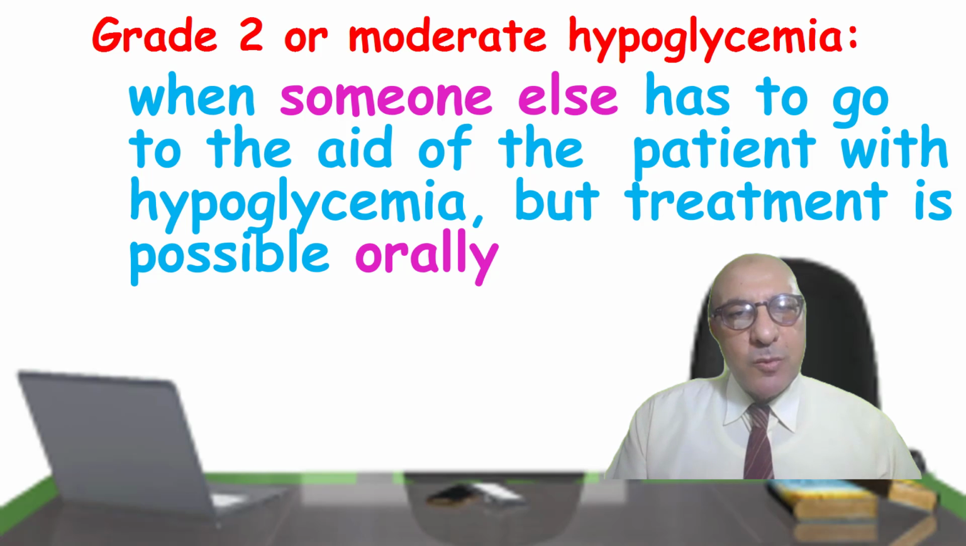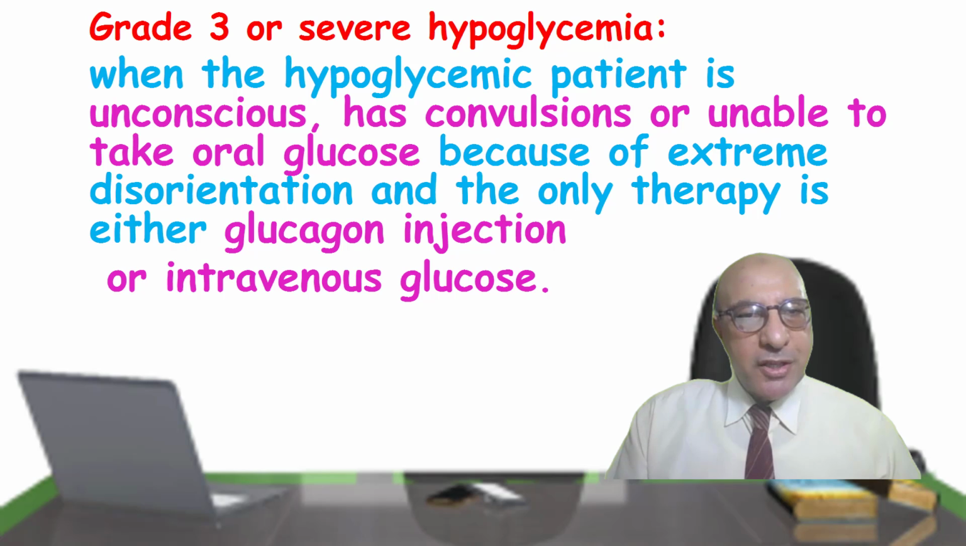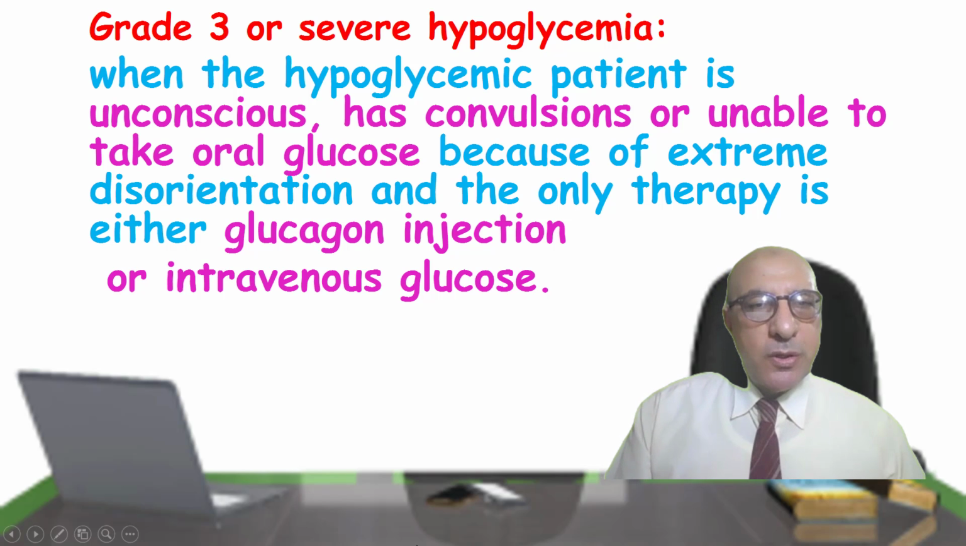In contrast to the most severe, or grade 3, hypoglycemia, the patient is unconscious or has convulsions, or is even conscious but unable to take oral glucose because of being extremely disoriented. And here the only therapy will be to give drugs to recover him, either glucagon or glucose, as we'll be describing soon with the treatment.